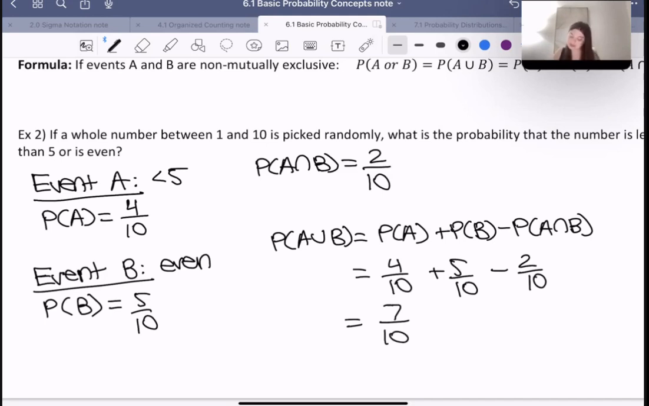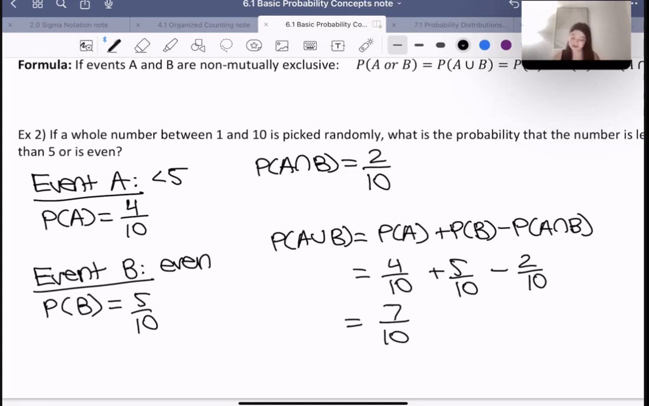So in this case, actually, let's say we hadn't subtracted off the probability of A intersect B, we would still have got 9 out of 10. We still would have got something that's a feasible probability. However, it wouldn't have been the correct probability. It wouldn't have been very accurate, right? 7 out of 10 is more accurate.